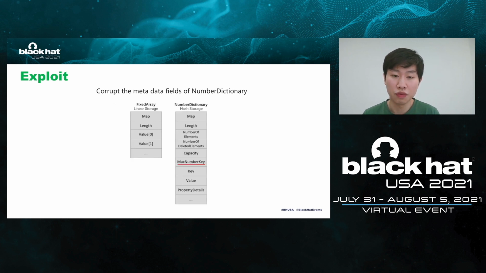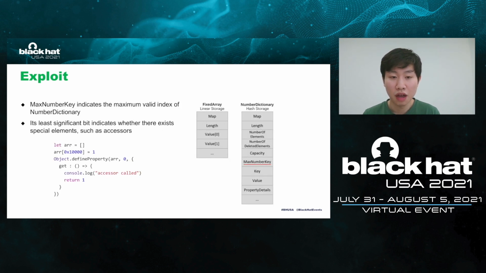After more research, we chose to corrupt the max number key field, which converts the type confusion bug to another out-of-bounds read problem. Max number key indicates the maximum valid index of the number dictionary, and more importantly, its least significant bit indicates whether there is a special element on the array, such as accessors. For example, if we define a getter at index 0, the array is treated as a special array because it will trigger user-defined code while accessing the element.